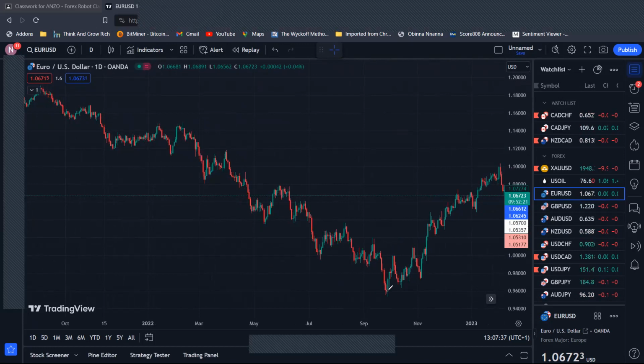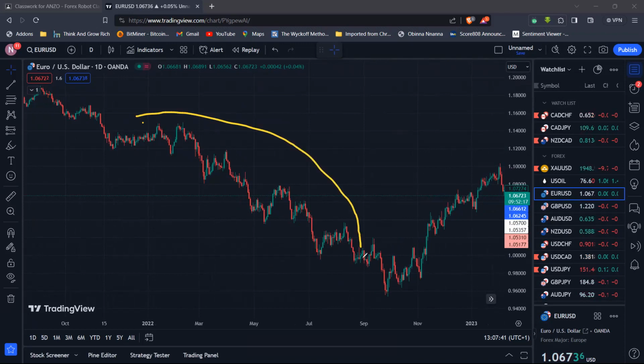Those of you who are in my class would know that we made it. Basically, we were only interested in selling this market, and we kept selling it until price had this break here. And since then, I've been a buyer in this market until a few months ago.